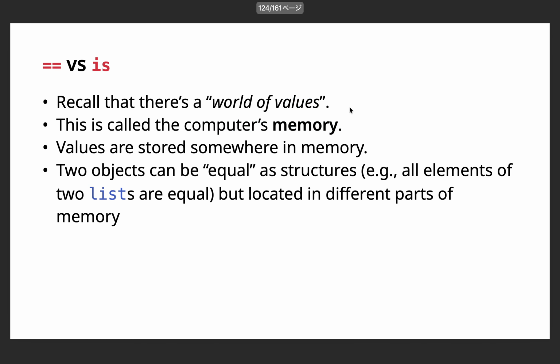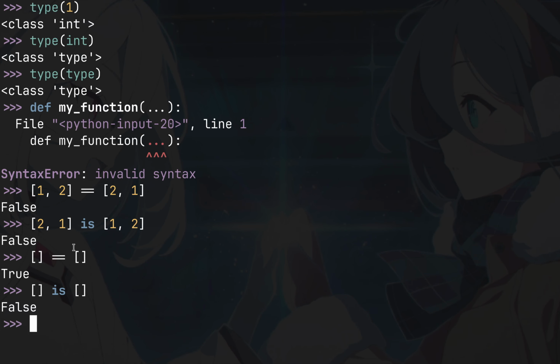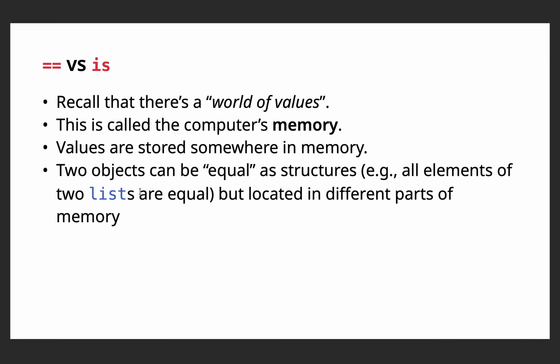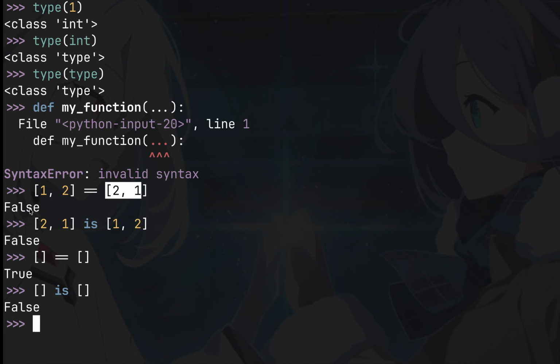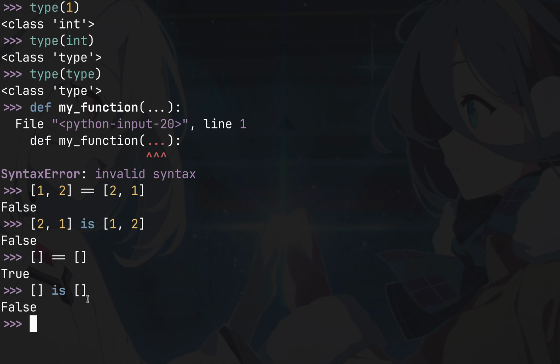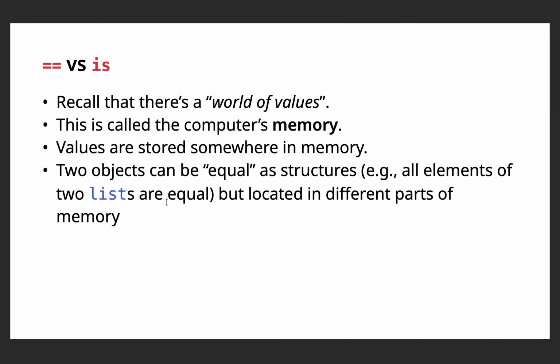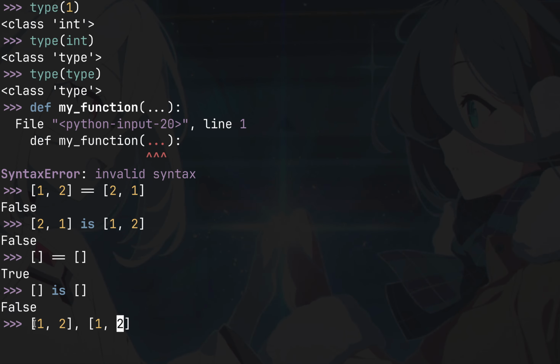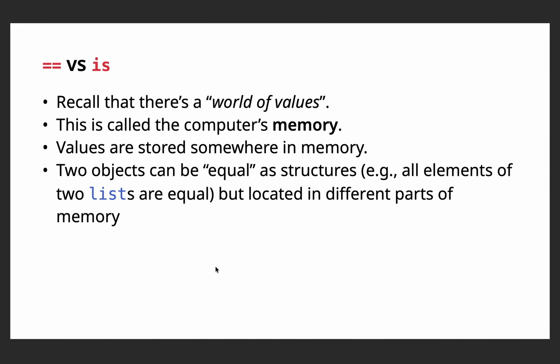So when we have two different objects, so let's say these two lists over here, they might be equal as structures. So let's say we have a 1, 2 and another 1, 2. These might be the same list with the same values, but their locations in memory could be different. So the location of this could be different from the location of this. Okay?